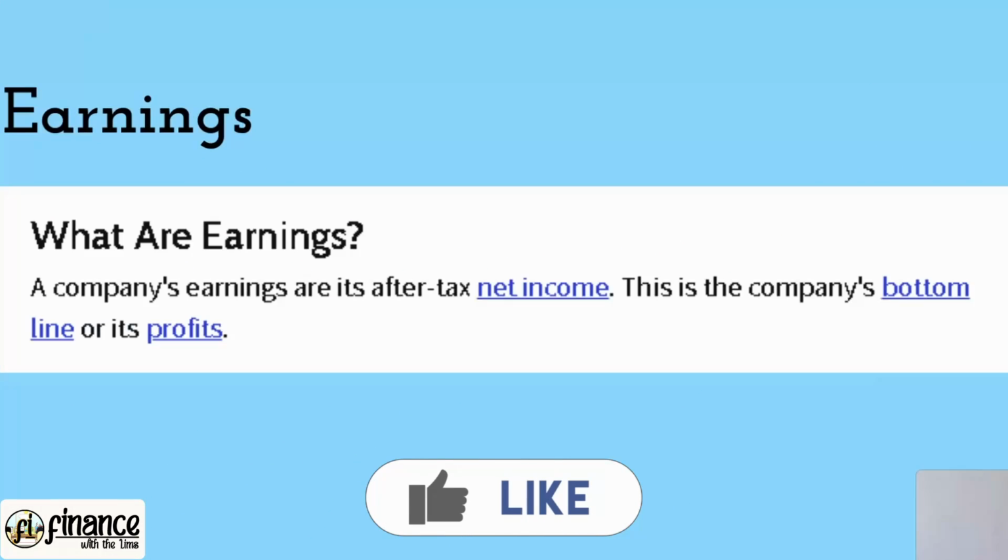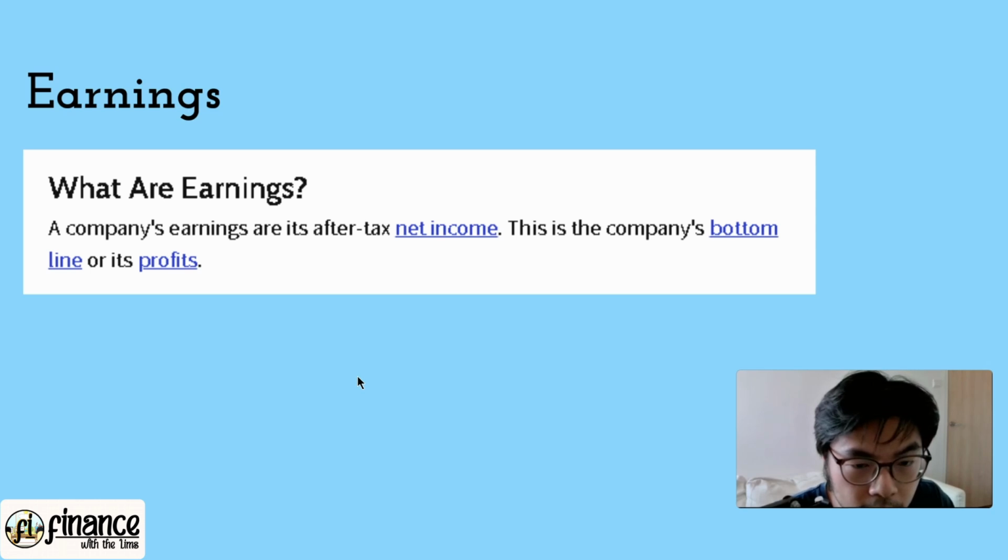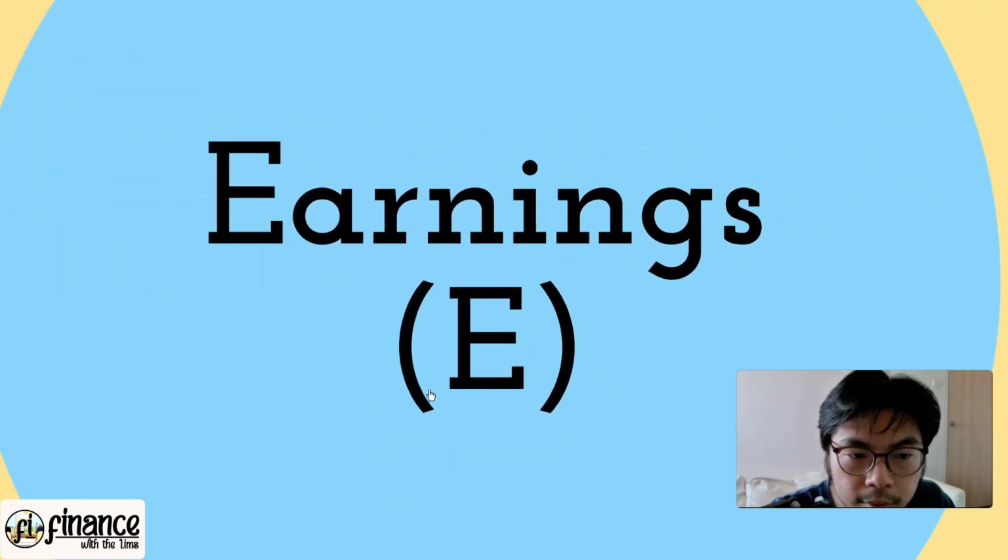Earnings is essentially a company's after-tax net income, and this is what the company's bottom line or profits is known as. So we can interchangeably call this the company's bottom line or profits.